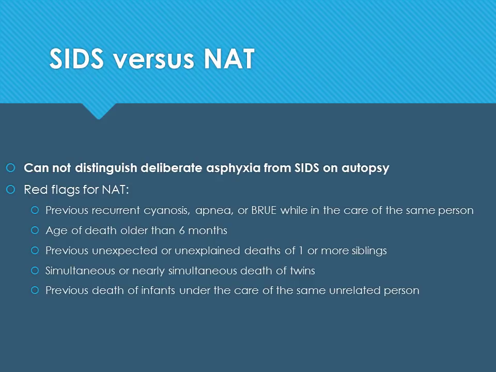Previous unexpected or unexplained deaths of one or more siblings. Simultaneous or nearly simultaneous death of twins. That is very rare to happen in an accidental setting or a sudden infant death syndrome. And previous death of infants under the care of the same unrelated person.